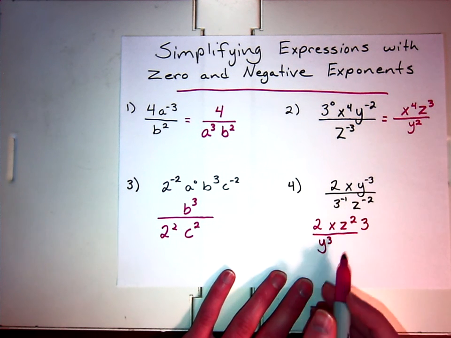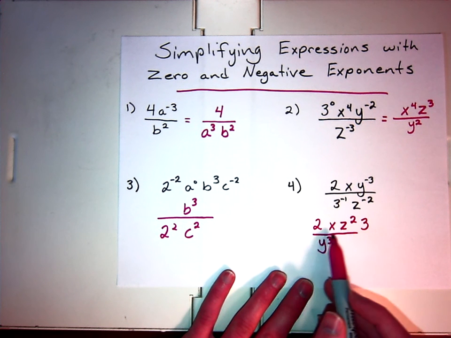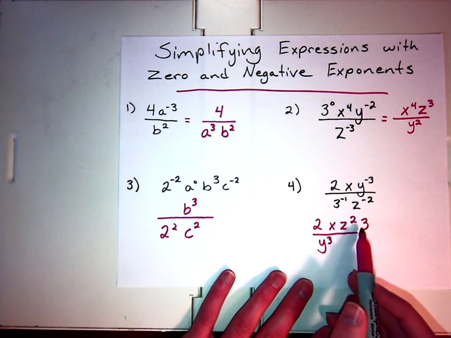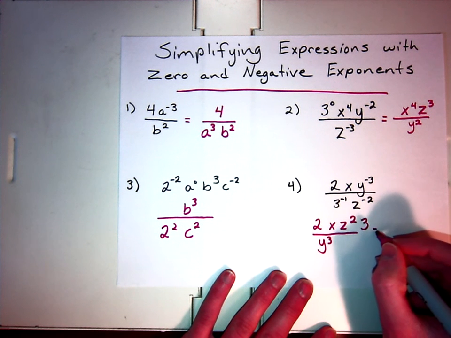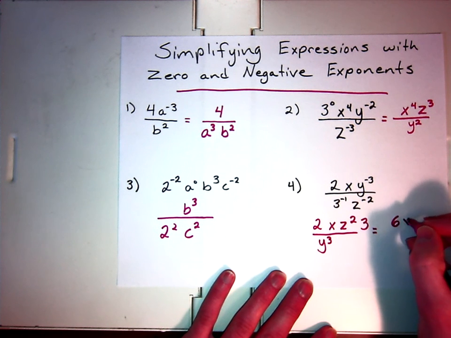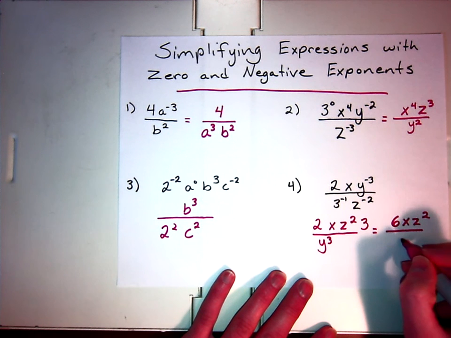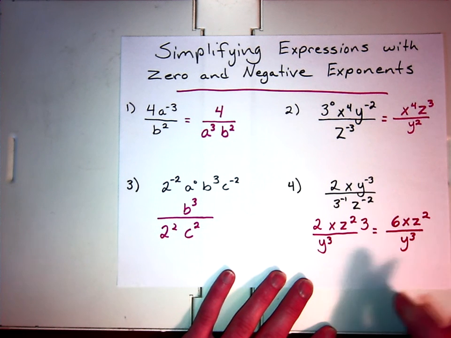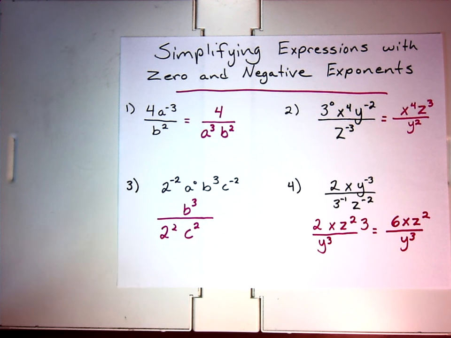Now for this, we could use the commutative property to finish simplifying it, since I could rearrange this string of multiplication problems, and I could get 2 times 3. Since they don't have exponents, I could simplify them, and it could become 6x z to the 2nd power over y to the 3rd. So there are a few more examples for you to work off of when you are dealing with simplifying expressions with 0 and negative exponents.